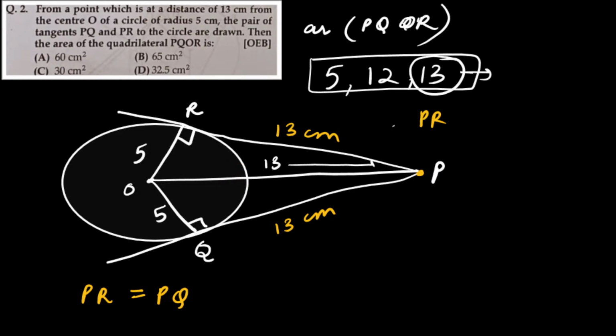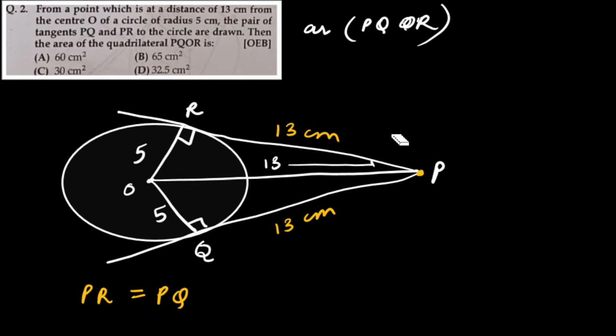What is the formula for the area of a triangle? We have to find the area of the triangle. Yes, it is 12, not 13, because 13 is already given to us. This is 12 centimeter. 5, 12 and 13 is a Pythagorean triplet. So the area of triangle PQR. What's the formula for the area of a triangle?